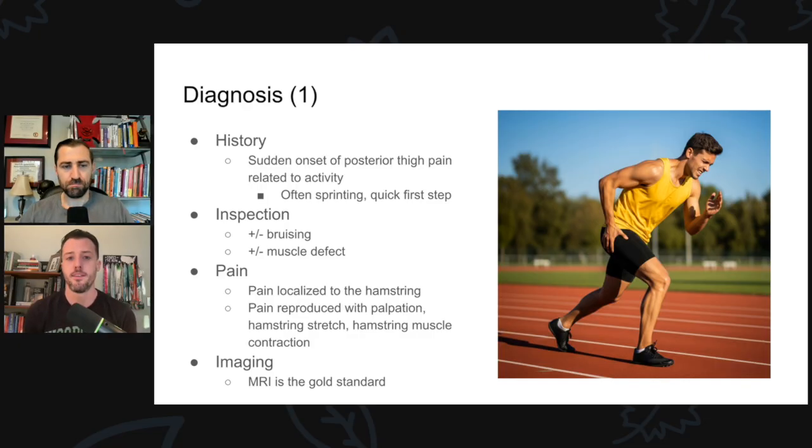And then, if we wanted to get a gold standard diagnosis, we would get an MRI because that could tell us the amount of tissue damage. And it's used in one of the grading systems that we'll go over. But that's kind of the background on diagnosis. I think it's fairly straightforward.